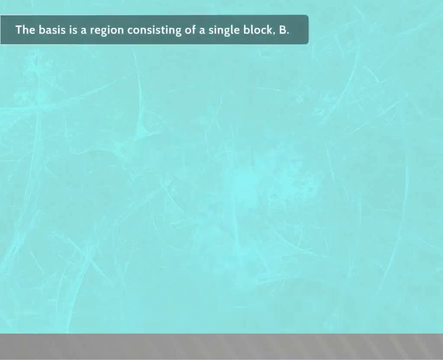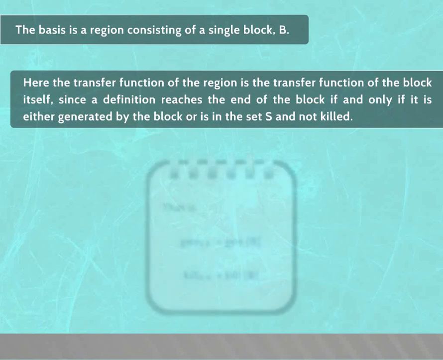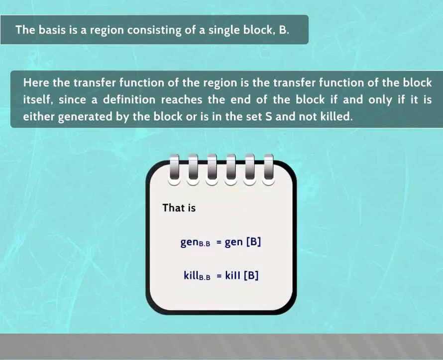The basis is a region consisting of a single block B. Here, the transfer function of the region is the transfer function of the block itself, since a definition reaches the end of the block if and only if it is either generated by the block or is in the set S and not killed. That is, gen B, B equals gen of B. Kill B, B equals kill of B.